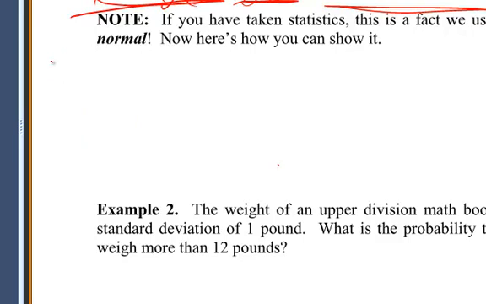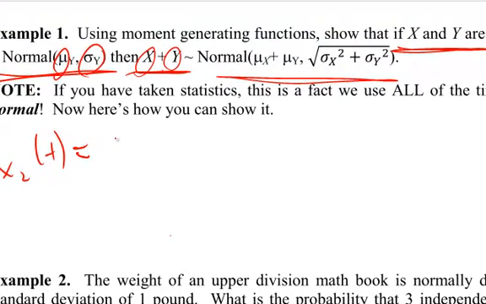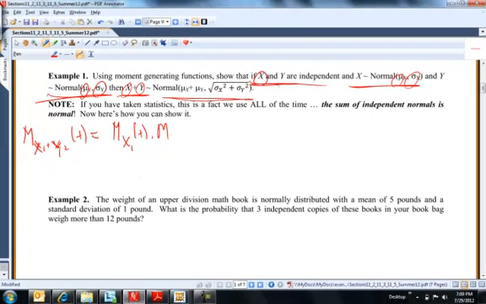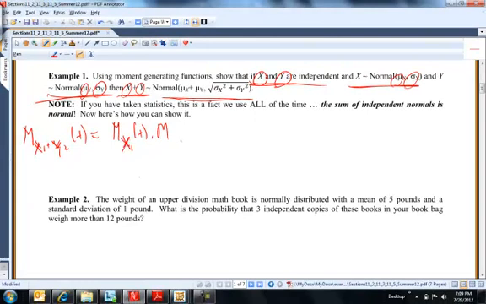The moment generating function of the sum, M of X plus Y of t. I'm going to see if this is unique or something I know. I know this is just the product of the moment generating functions. Sorry, I actually used X and Y, because this is X and Y.